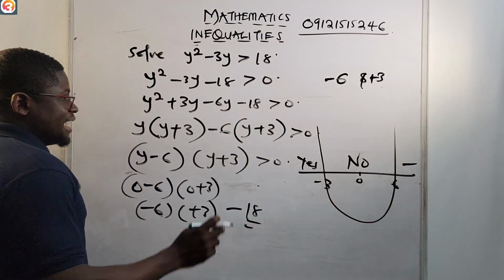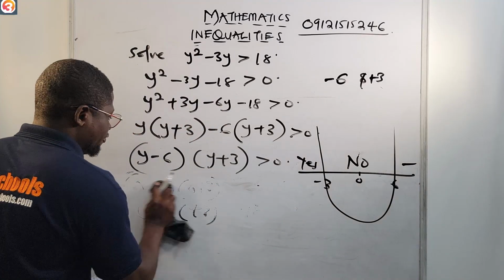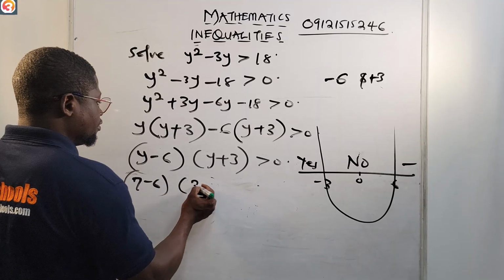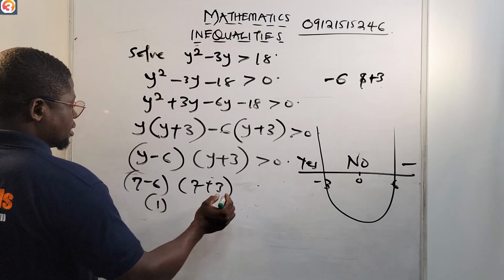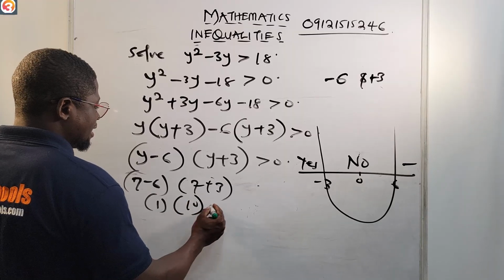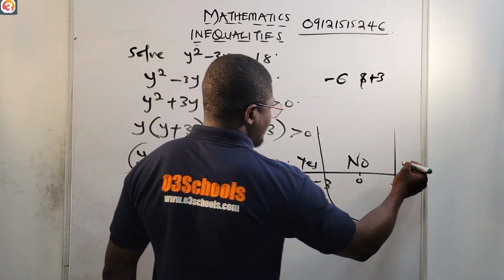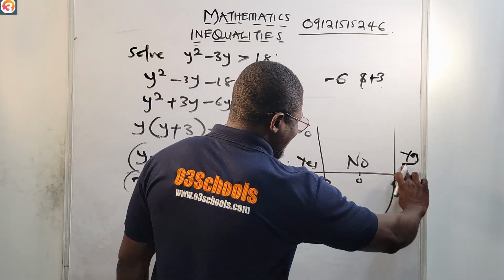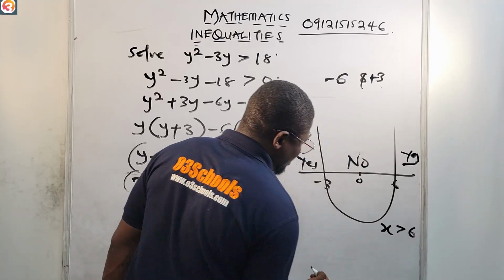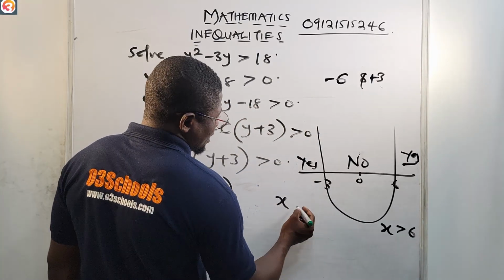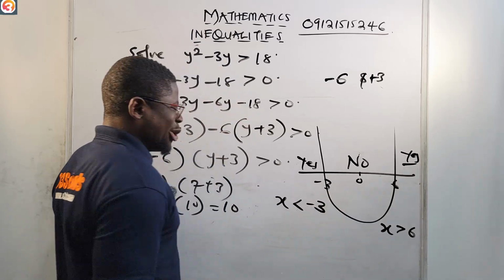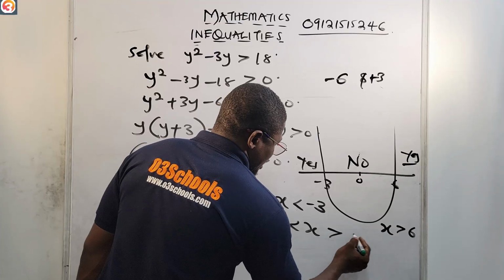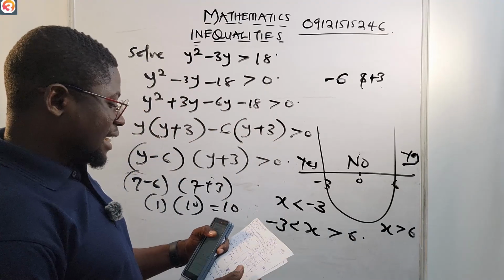So that gets a big no. Now test for a value that is greater than 6. Let's say 7, for example. So now 7 minus 6 times 7 plus 3. 7 minus 6 is 1. 7 plus 3 is 10. 1 times 10 is 10. Is 10 greater than 0? Yes. So the values that satisfy this inequality are values of s that are less than minus 3 and values of s that are greater than 6. So s greater than 6, and then s less than minus 3. If you want to combine your inequality, but let us see how the question came.